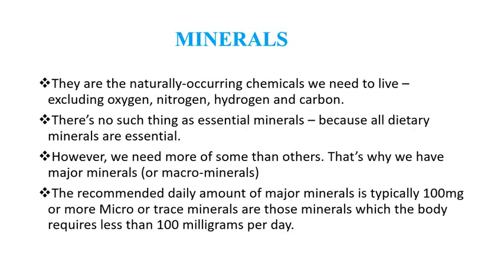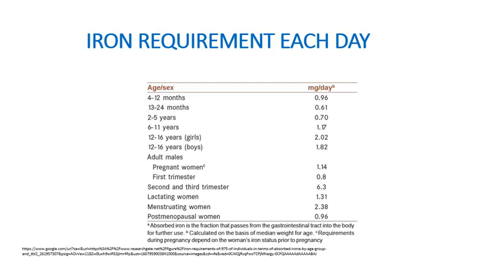Coming to minerals, they are naturally occurring chemicals, and we can exclude oxygen, nitrogen, hydrogen and carbon, as they are available in biomolecules. The remaining nutrients can be categorized as macro and micro nutrients. If they are required at more than 100 milligrams per day, they are called macro, and if less than 100 milligrams per day, they are considered micro.